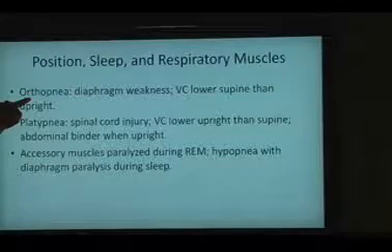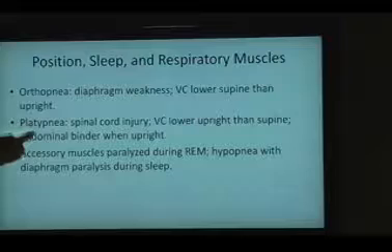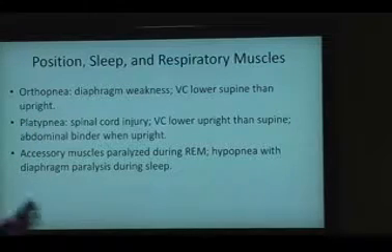So orthopnea, difficulty breathing when flat. Platypnea, difficulty breathing when upright.